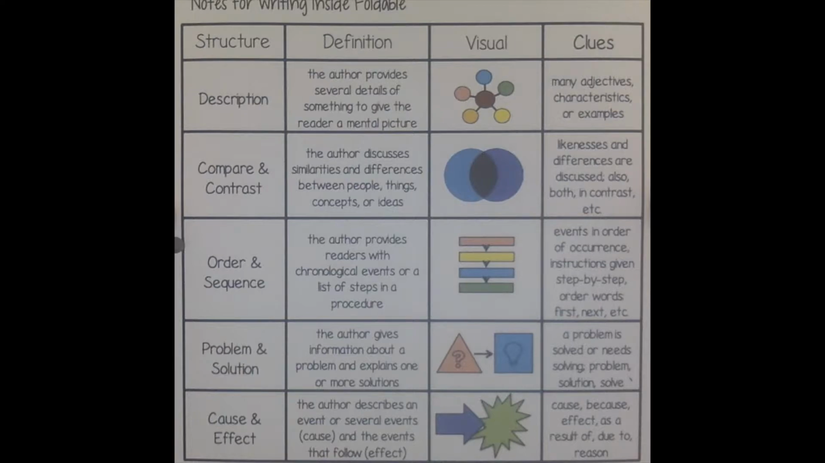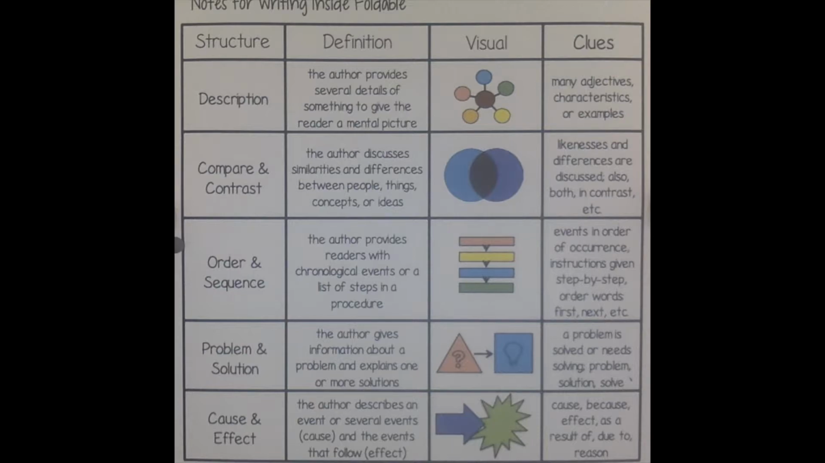Students, now you're going to fill out the definition and/or description piece of your foldable. So as I just said in your previous slide, this is going to go on the back side of your handout. So underneath the definition for description, you will find description. The author provides several details of something to give the reader a mental picture of. And the visual often looks like a brainstorm web, and the clues that you'll use are many adjectives, characteristics, or examples. Those clues are words within the passage that help me know what type of text structure I'm looking at.